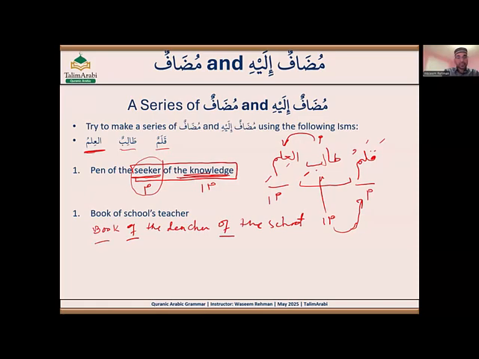So we have book here. This is mudaf only. The teacher is mudafun ilayhi to book and mudaf for school, and the school is just mudafun ilayhi. So just follow the same way. Just try to do the book of the teacher first. Make this one. Once you have these, then add the third word mudafun ilayhi in there. Book of the teacher of the school.